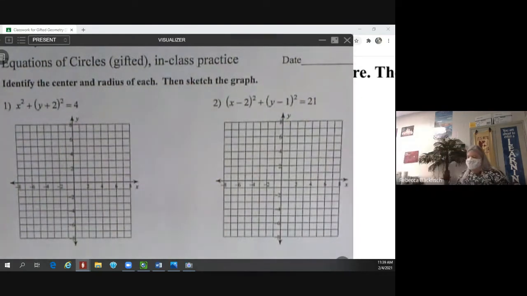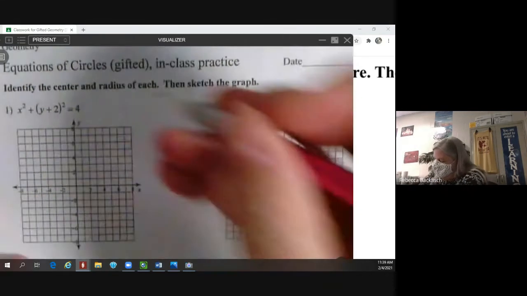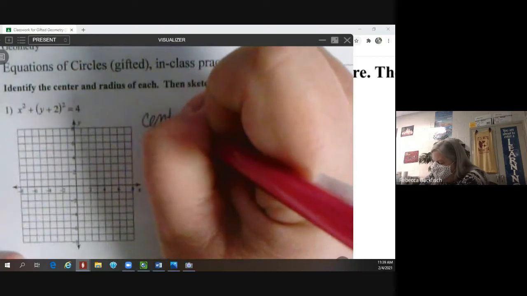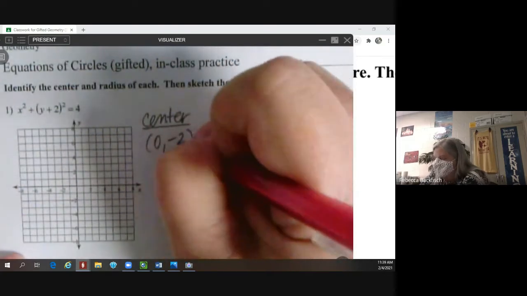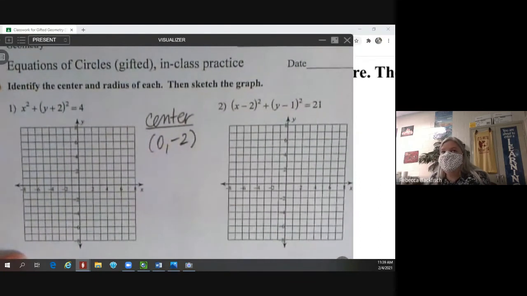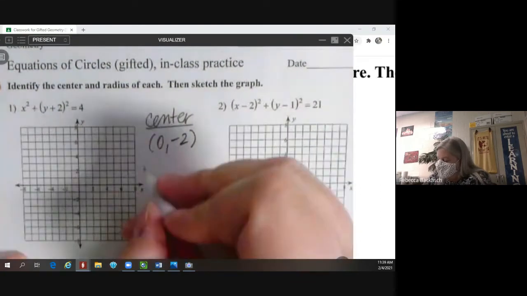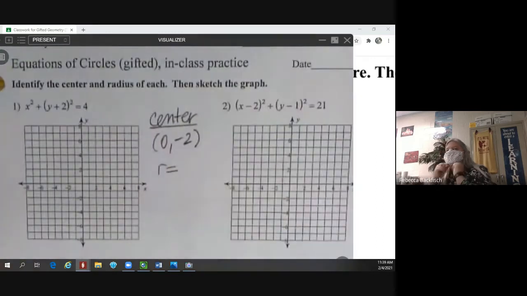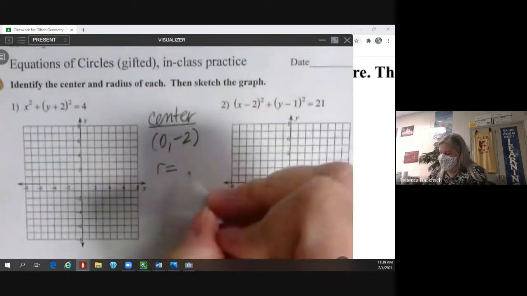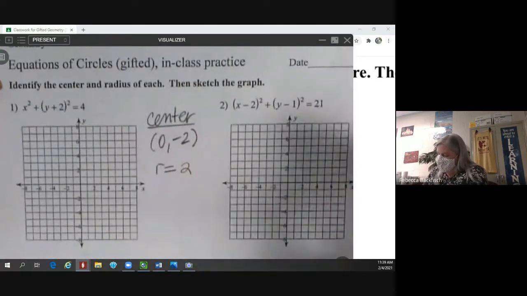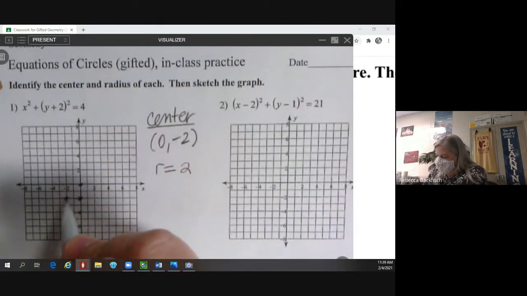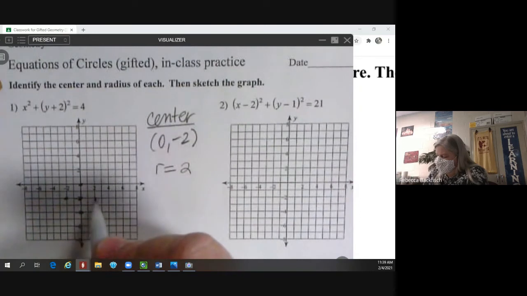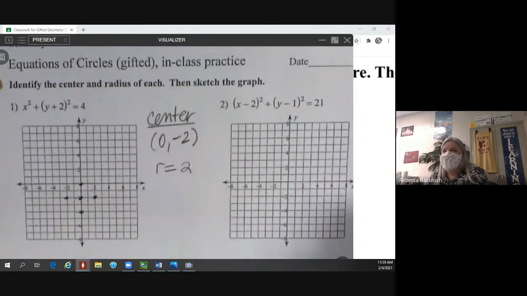Okay, so my center for number 1 is where? 0, -2. Okay, make sure you got that's -2, not +2. My radius is where? 2. Or not where, is what? So I go to 0, -2, and I go up 2, left 2, down 2, right 2 from there.